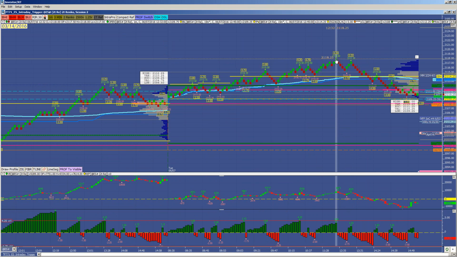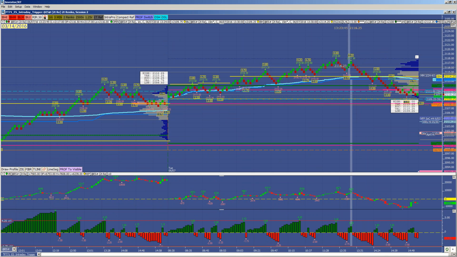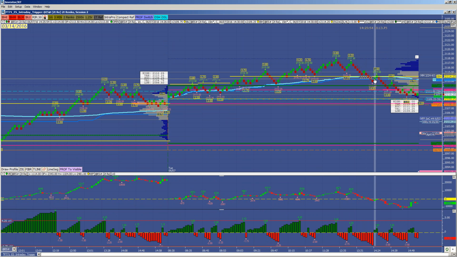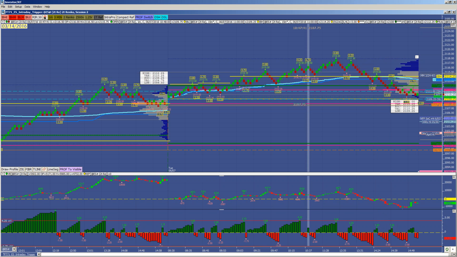The first opportunity was the failed attempt at taking out the high, and then to me nothing was tradable until we pushed back into the initial balance, which is everything between these yellow lines. This was the only time I could participate on the short side, which only gave me about 4 points or so of room. Full disclosure, I don't like these rally markets. This is not my kind of market.